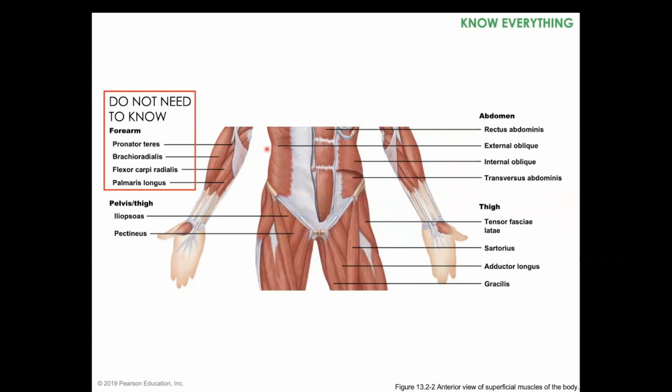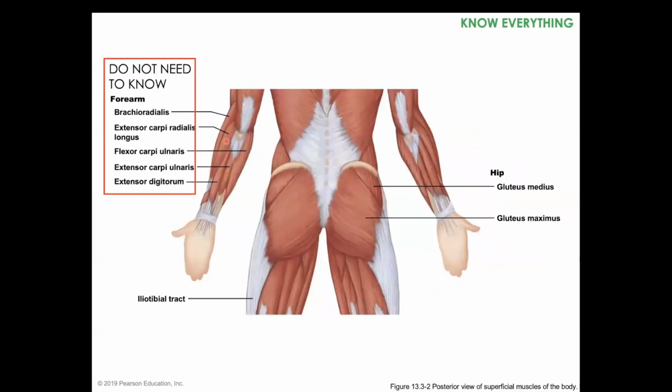And then finally, we have the muscles of the forearm, but you do not need to know the individual ones. So you do not need to know pronator teres, brachioradialis, all those. And again, here's the back of the forearm. You do not need to know these.